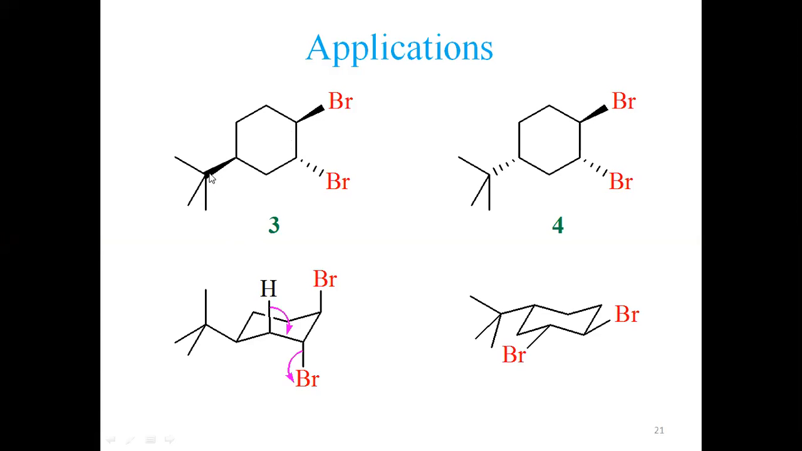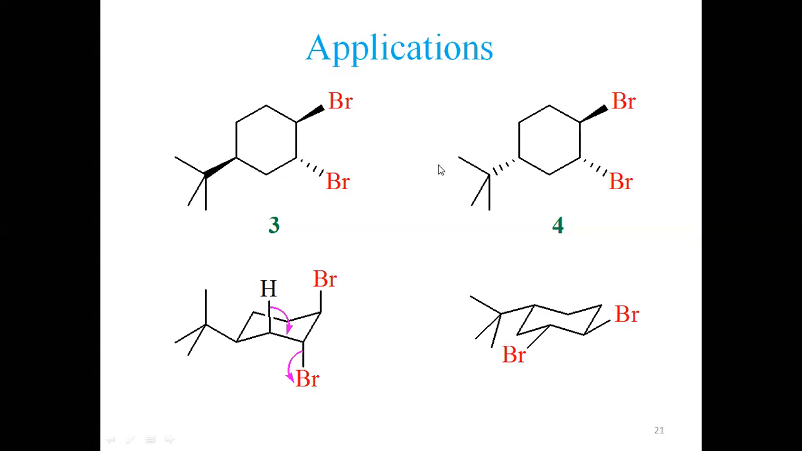You see, we have in fact this tertiary butyl group above the plane. Here tertiary butyl is behind the plane. This is the only difference between the two isomers. They are also epimers in fact. Let's see if I draw the conformation of the structure number 3. This is the conformation I have presented.